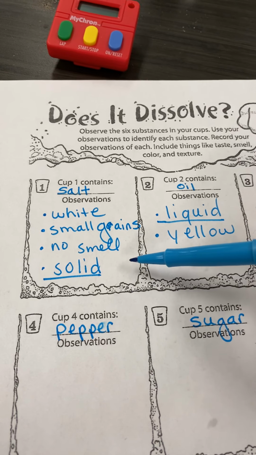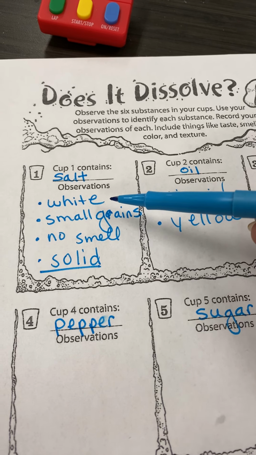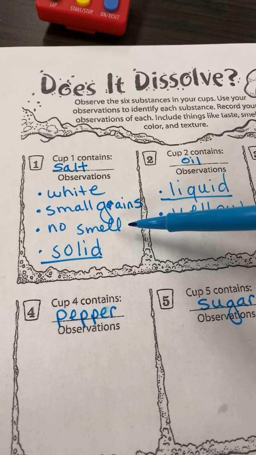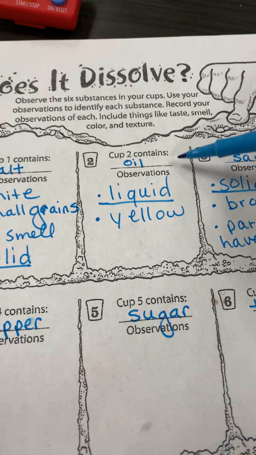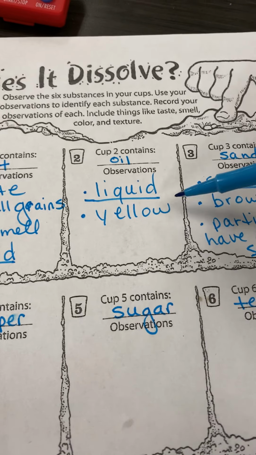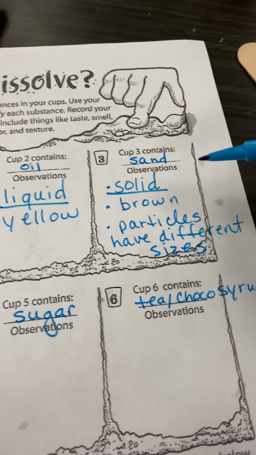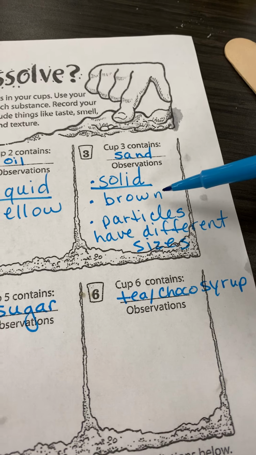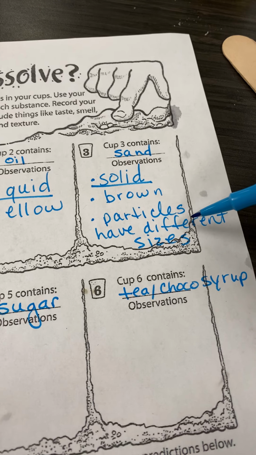Okay, so important physical properties to note is that salt is a solid, color is a physical property, and smell is also a physical property, and it didn't have a smell. So odor is also a property. Okay, and then oil, it has the physical property of a liquid. It is yellow, and depending on what kind of oil you're using, it might have an odor. And then sand, it also has the physical property of a solid. It is brown, and it has different sized particles. Some of the particles are very small, and some are not.